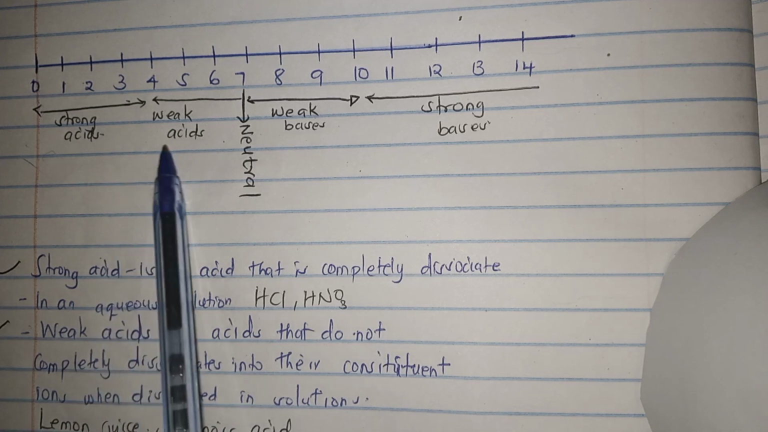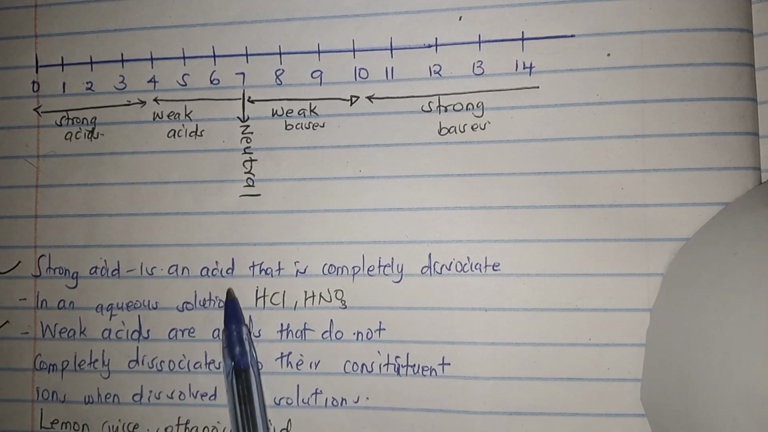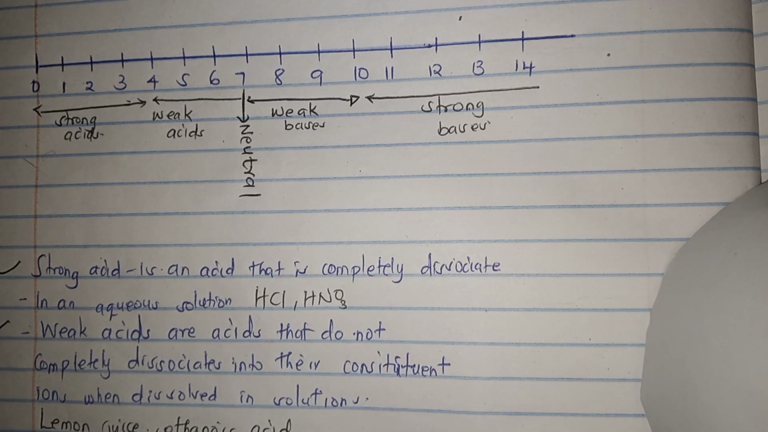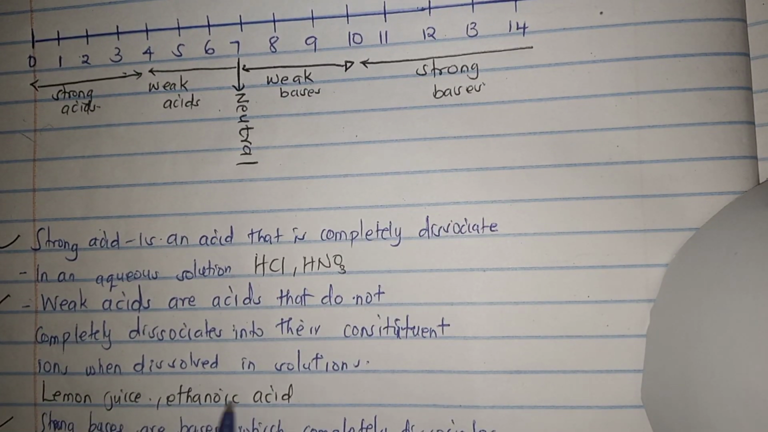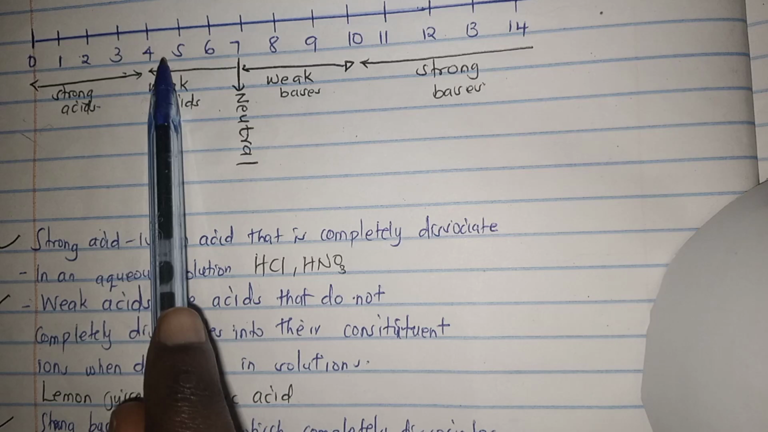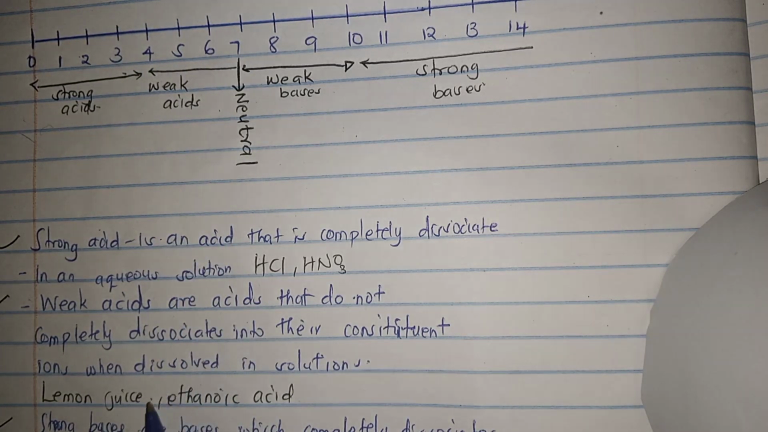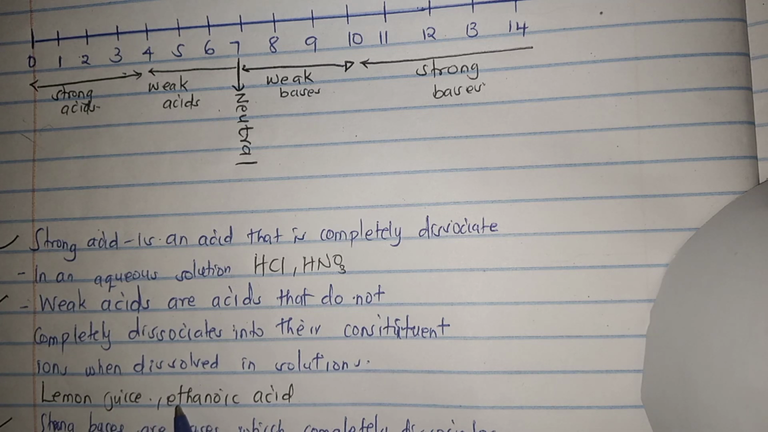So these are weak acids, and we have examples of weak acids. There are so many, but I can give you just an example here. I have lemon juice and ethanoic acid. So they might have a value of 4, 5 or 6 because they are weak acids. They do not completely dissociate in a solution, and therefore they are weak acids.